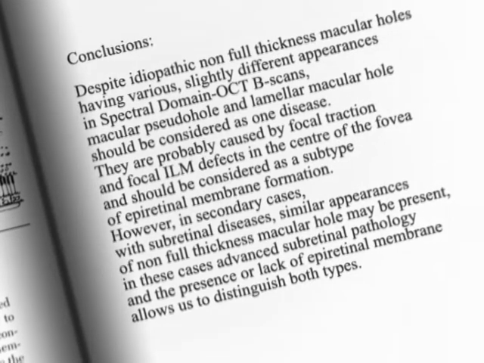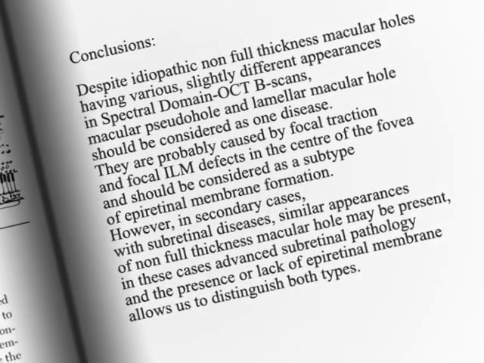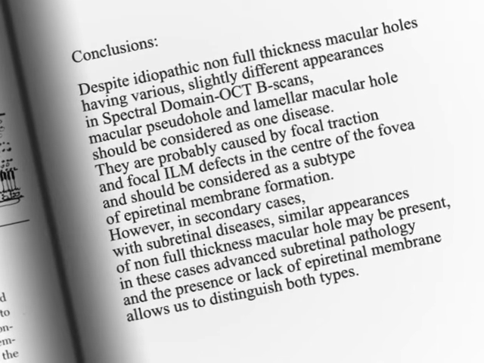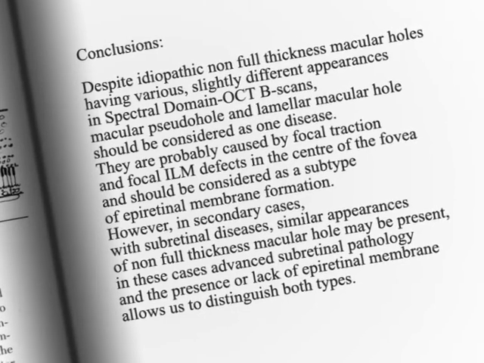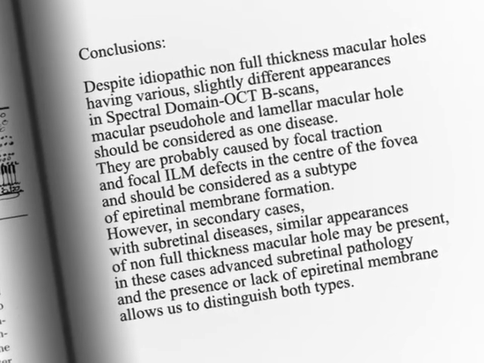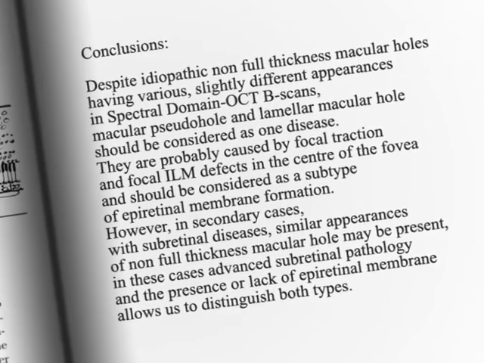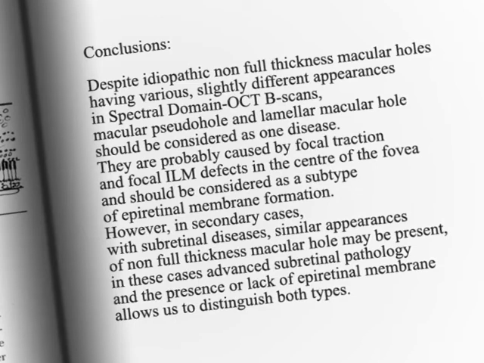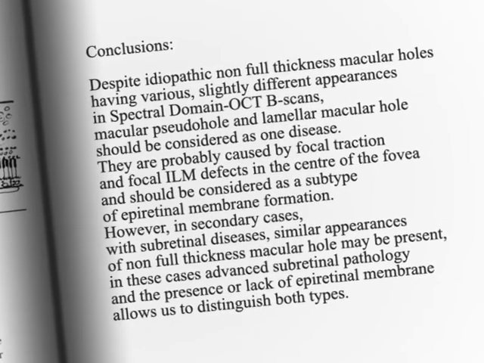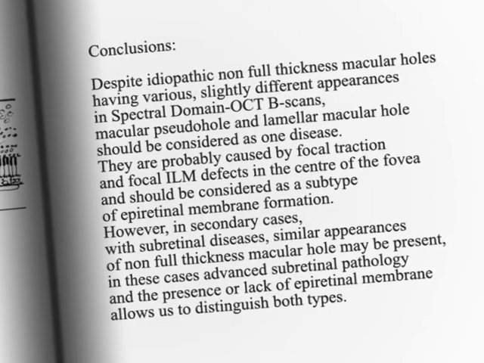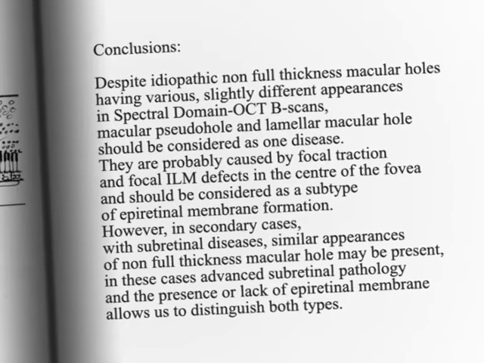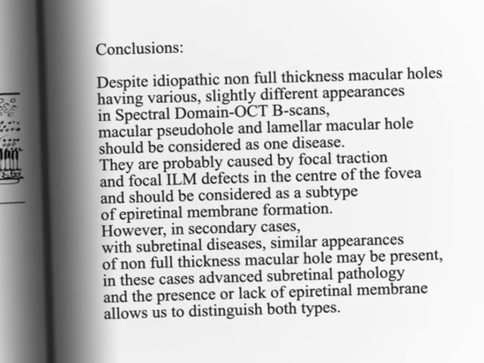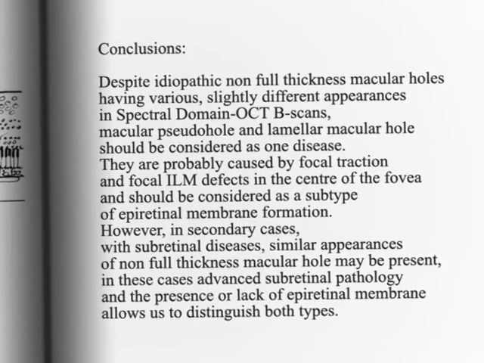Conclusions. Despite idiopathic non-full thickness macular holes having various, slightly different appearances in spectral domain OCT B scans, macular pseudohole and lamellar macular hole should be considered as one disease. They are probably caused by focal traction and focal ILM defects in the center of the fovea and should be considered as a subtype of epiretinal membrane formation. However, in secondary cases with subretinal diseases, similar appearances of non-full thickness macular hole may be present. In these cases, advanced subretinal pathology and the presence or lack of epiretinal membrane allows us to distinguish both types.